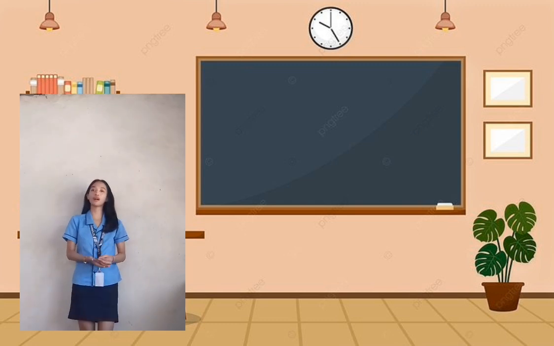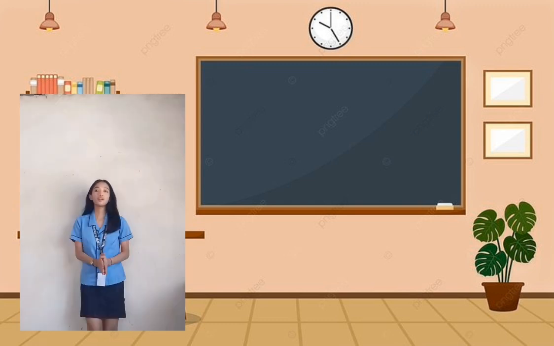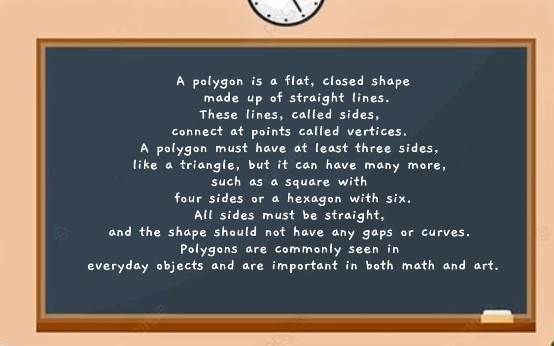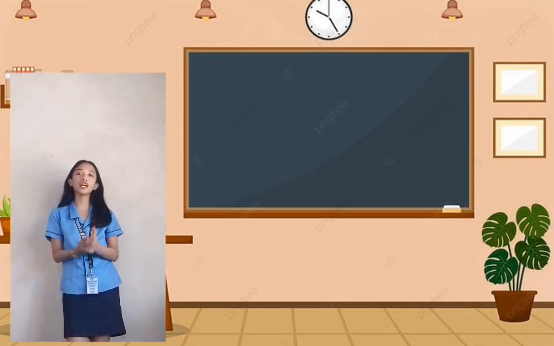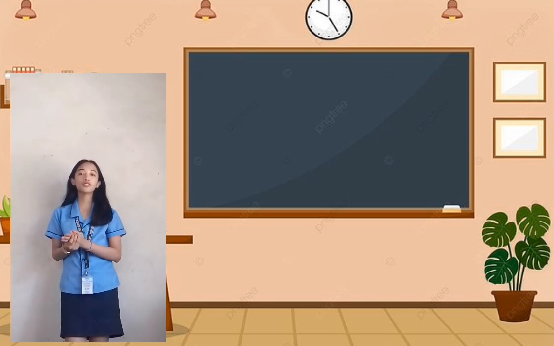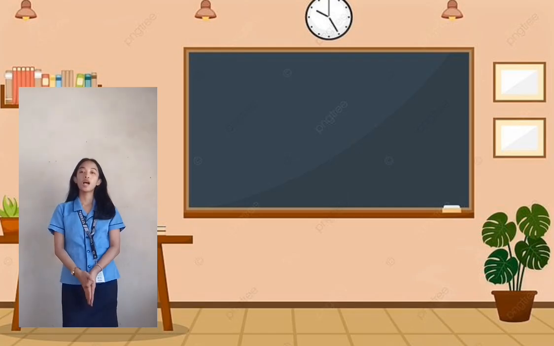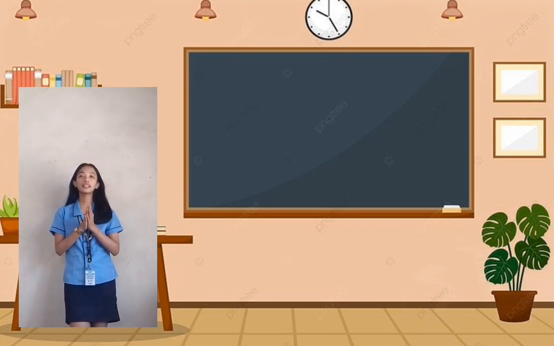So now, since you already have an idea about our topic, let us now discuss it. Let's first define what a polygon is. Please read, class. Very good, class. Now I will show you a picture and can you tell me if this is a polygon or not? Yes, Anna. Correct, Anna. Very good. This one is not a polygon because this is not formed with straight lines.